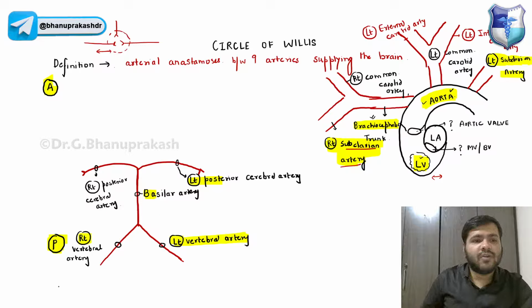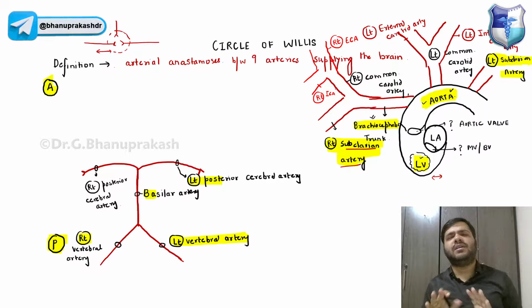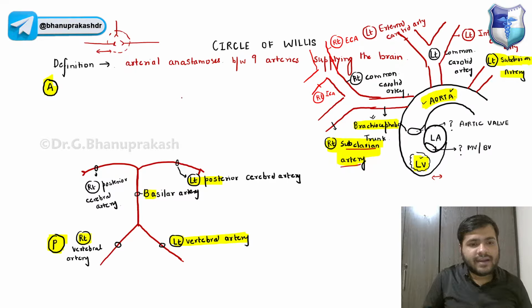Similarly, the right one will also bifurcate, guys. I cannot show it over here, but you should remember it will again bifurcate into two. We will have the right external carotid artery, I'm writing in short, and the right internal carotid artery. So let us assume that over here we have these two.